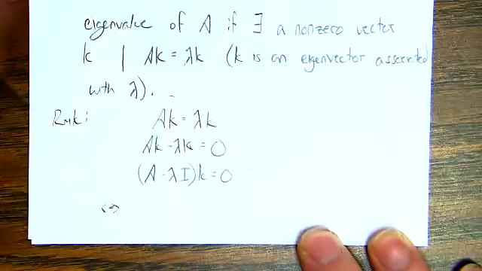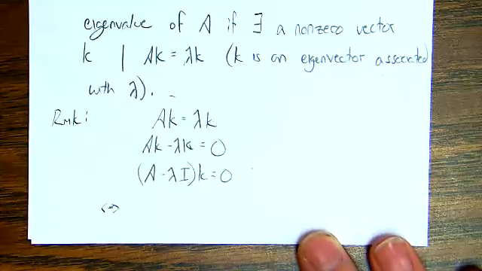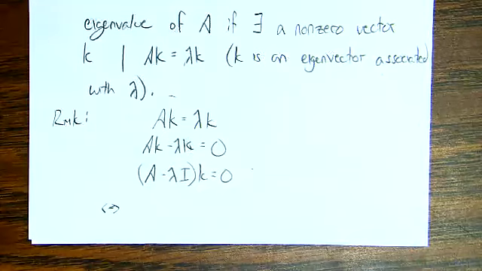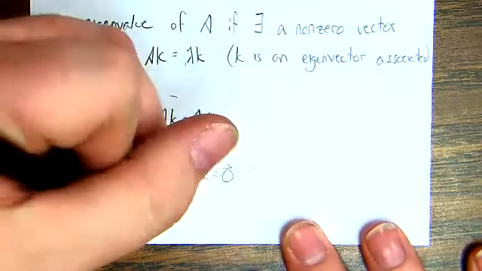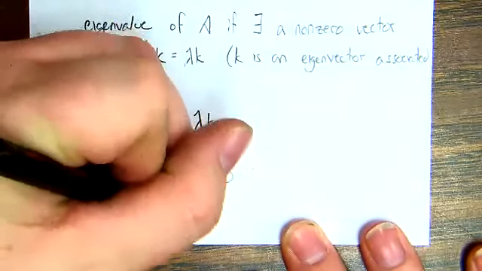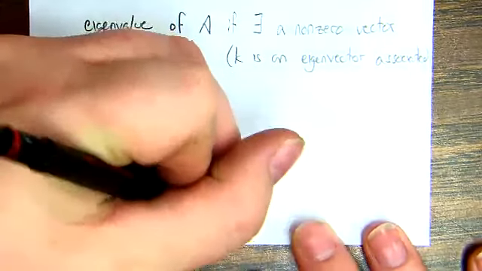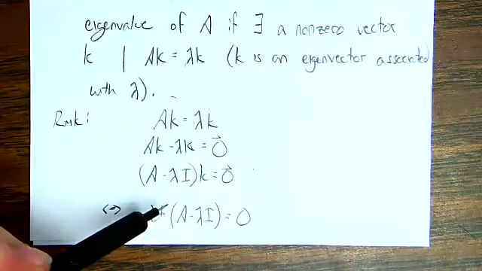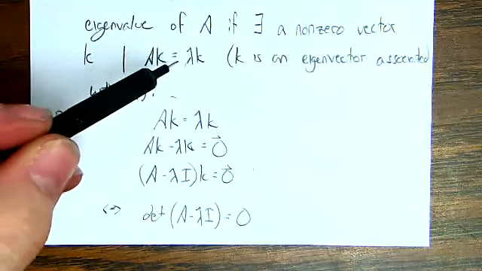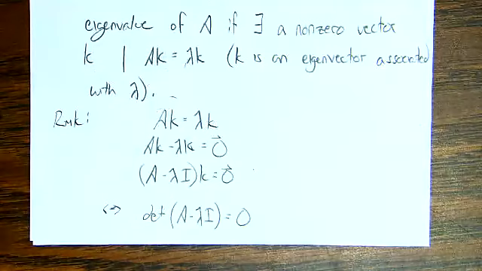A consequence of this, if A minus lambda I times K equals 0, and K is not 0, means that A minus lambda I equals 0, which is a little bit awkward. So what we're looking for is the determinant of A minus lambda I being equal to 0. So this is going to tell us how to find lambda. Once we find lambda, then we know A and we know lambda. We just need to find the K. So that's going to be our approach here.